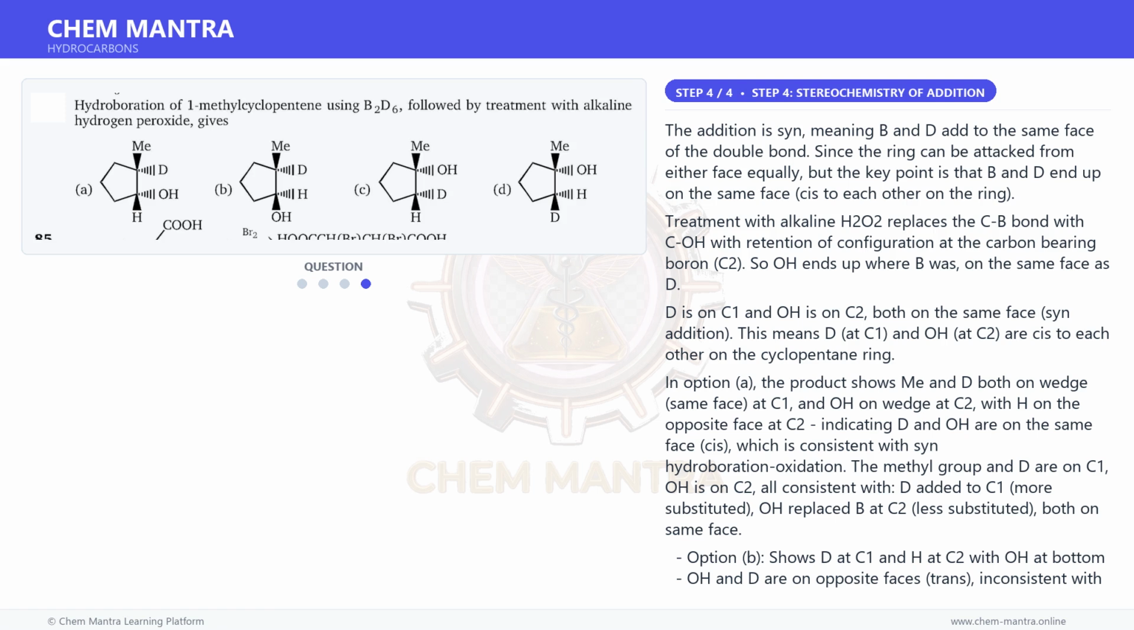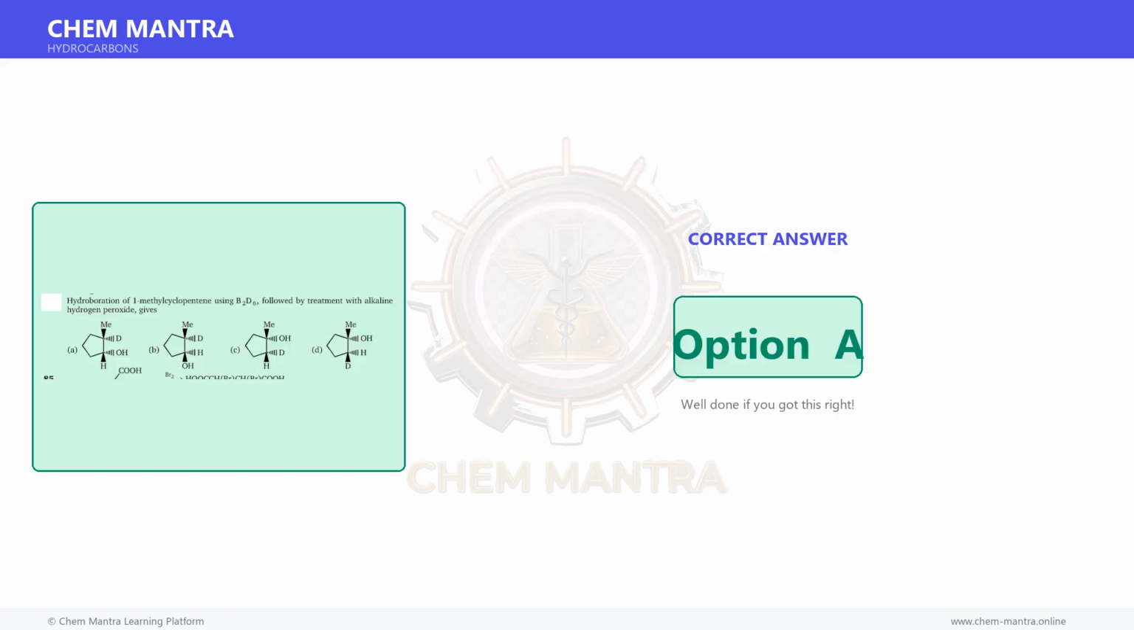Option B shows D at C1 and H at C2 with O at bottom. O and D are on opposite faces, trans, inconsistent with SYN addition. Option C shows O at C1 and D at C2. This would mean boron went to the more substituted carbon, C1, violating anti-Markovnikov regioselectivity. Option D shows O at C1 and D at C2 on opposite faces, both wrong regiochemistry and wrong stereochemistry. Therefore, the correct answer is option A.